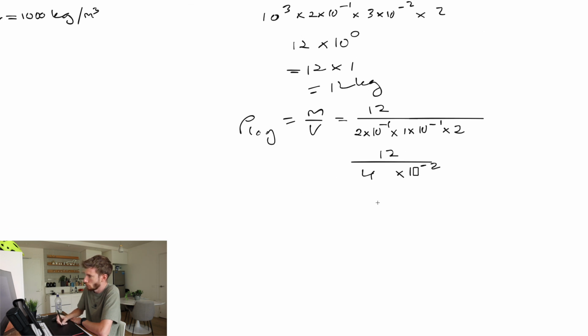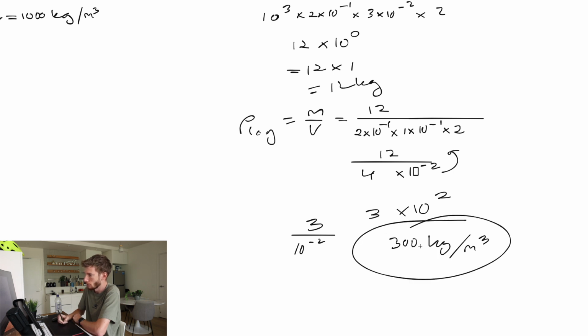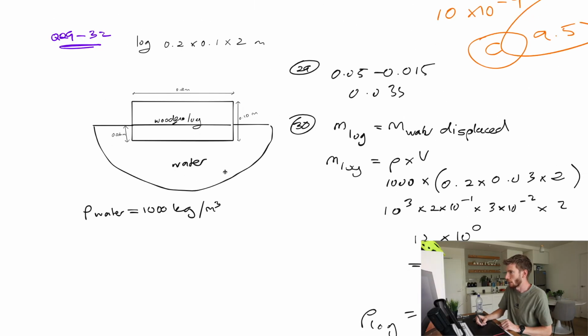And then we got 4 over 12 is going to be 3. And then this here, we can flip this up to the other side and make it positive, applying more index laws. You could also think of it as 3 over 10 to the negative 2 and then do it. And there we go, which represents 300 kilograms per cubic meter. And there's our answer.